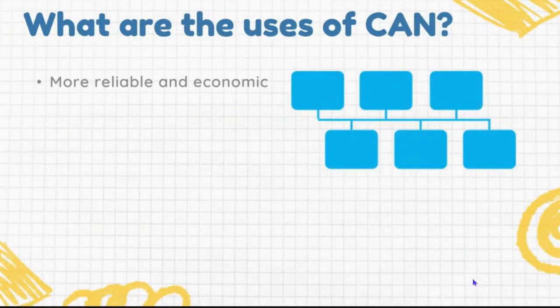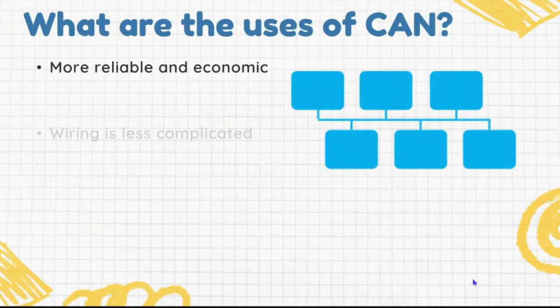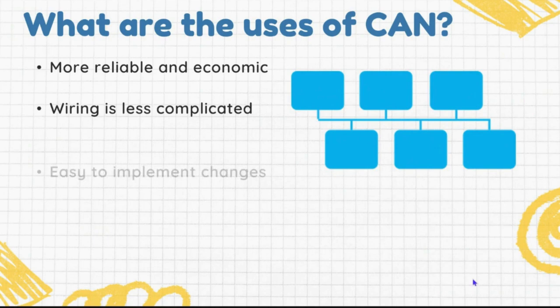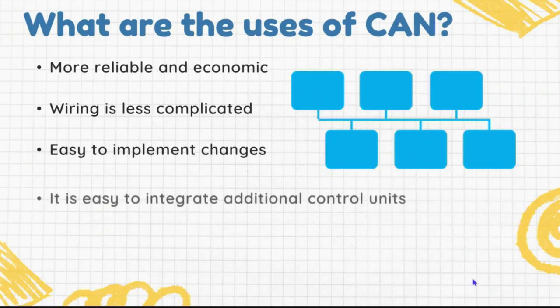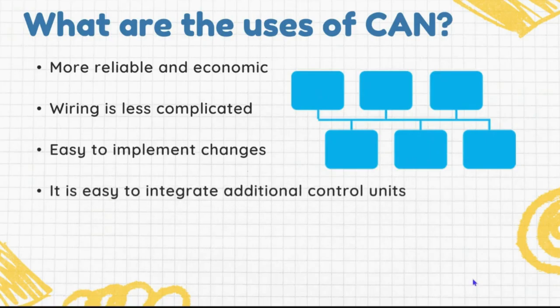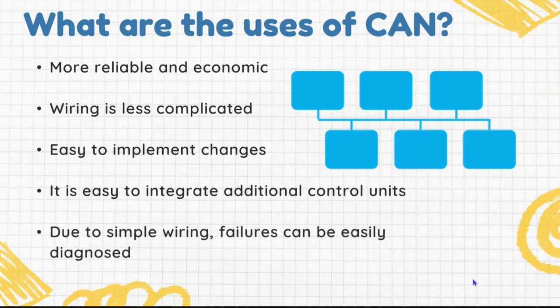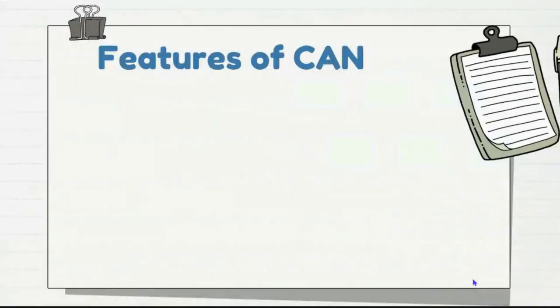What are the uses of CAN? It is more reliable and economic. Wiring is less complex and it is easy to implement changes, and easy to integrate additional control ECUs. Due to the simple wiring, failures can be easily diagnosed and identified.